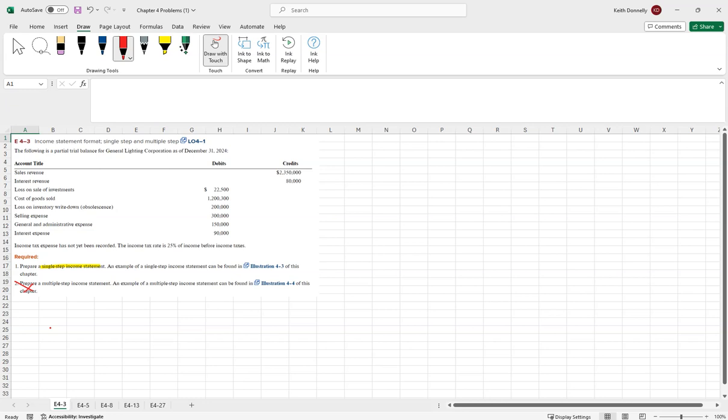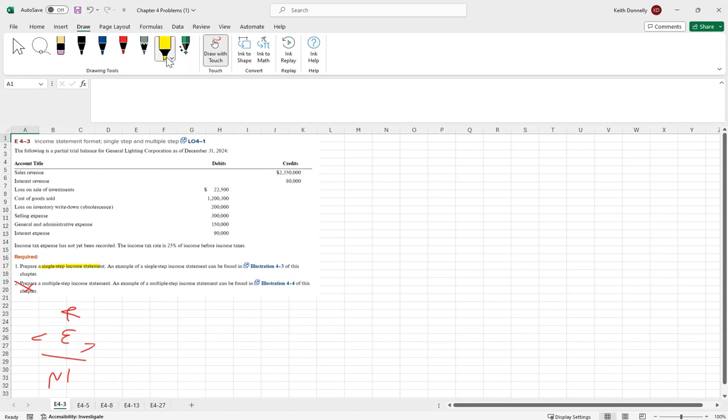So remember, we said single step is really just going to be all your revenues minus all your expenses. It's pretty straightforward. One step, total revenues minus total expenses. Whereas that multi-step is a little bit more specific. If we go through and look at this, we're going to have to classify. Remember, we want our total revenues minus our total expenses, like revenues and gains as well as expenses and losses. But that'll get us to our net income here.